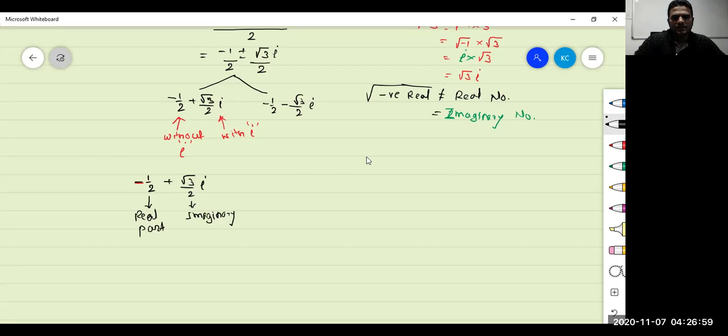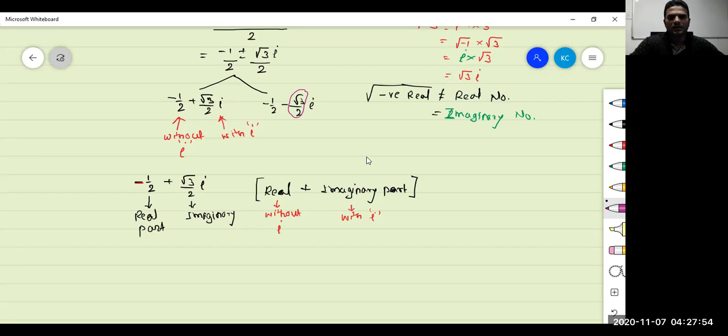So this is real plus imaginary, real without I plus imaginary part, with I. Basically, this is also a real number, but with I. The imaginary part contains the real number, but it is with I.